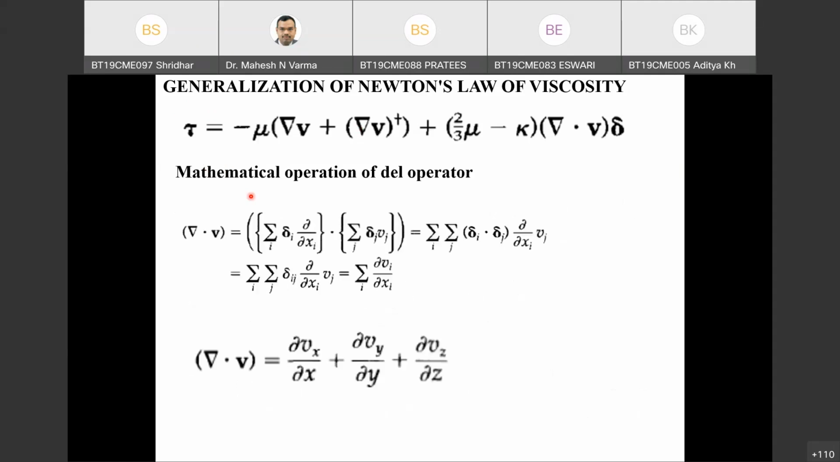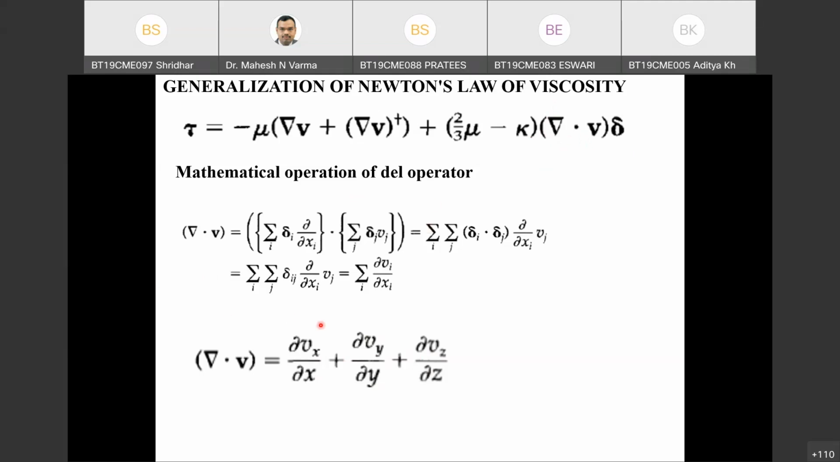Now, del dot V is okay for the Cartesian coordinate system. This is del dot V. How is del dot V operated for the Cartesian coordinate system? If you use this definition and substitute i, j, k equal to x, y, z, you will get del dot V equals del vx by del x plus del vy by del y plus del vz by del z. This is how you can get the divergence.